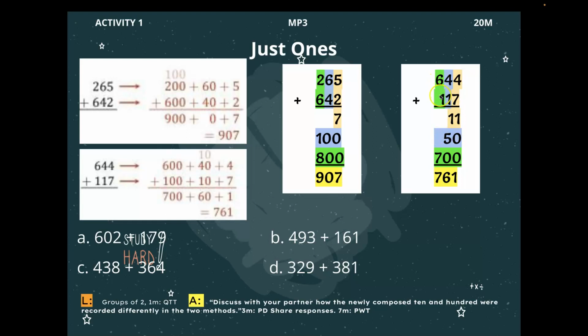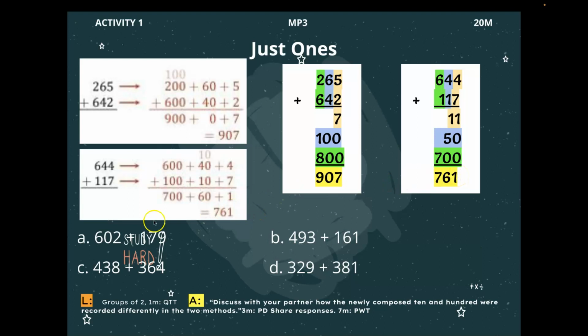And then 100 plus 600 equals 700. So then the ones, 1 plus 0 equals 1. The tens, 10 plus 5 tens equals 6 tens. And then the hundreds, 700s, we only have 700s. So that's 761.